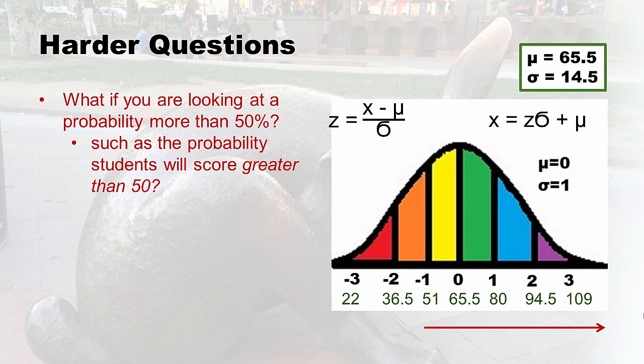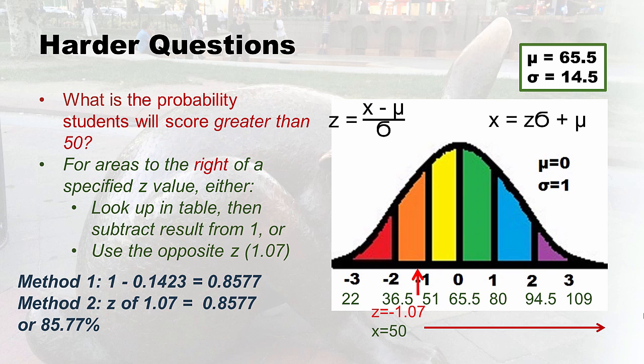Here's another question I haven't really handled. What if you're looking at a probability more than 50%? Such as the probability that students will score greater than 50, like the big side. Well, actually you just do what you normally would do. For areas to the right of the specified z value, either look up in the table and subtract the result from 1, or use the opposite z, which in this case would be 1.07. So if we did method 1, we'd go 1 minus 0.1423, which we already looked up, and we get 0.8577. If we use method 2, we'd take the z of 1.07, not negative 1.07, but 1.07, and we could look it up in the z table, and we get 0.8577 again, 85.77%.